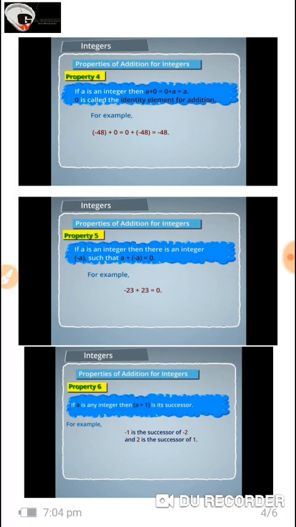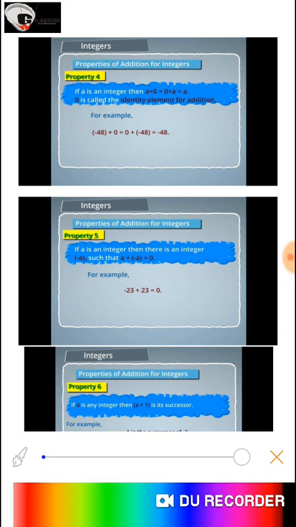Property 4. It is a property called the additive identity for addition. It says that if a is an integer, then a plus 0 is equal to 0 plus a is equal to a. That is, if you add 0 to an integer, you will get that integer back.